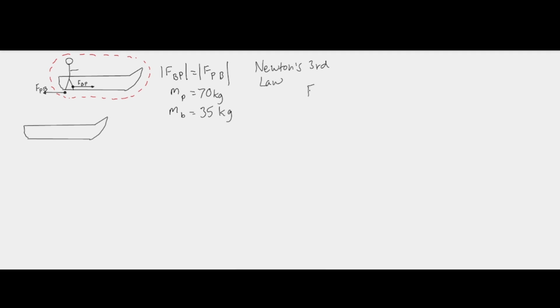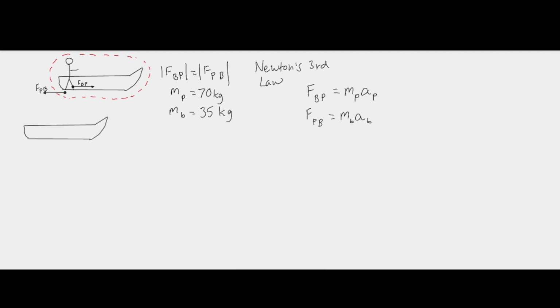So the force of the boat on the person, this is going to be the boat acting on the person. Well, what is the person's mass? The mass of the person is 70 kilograms, and then that's going to be multiplied by the acceleration of the person. And the same for the force of the person on the boat. Well, now we have something acting on the boat. We have the mass of the boat times the acceleration of the boat.